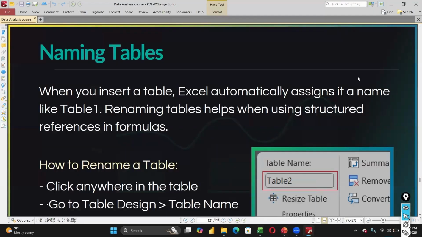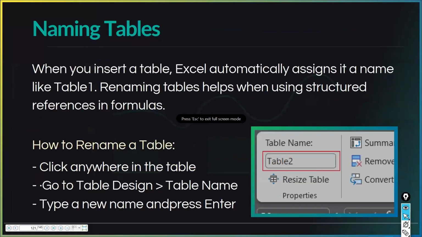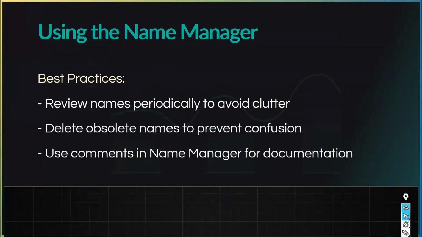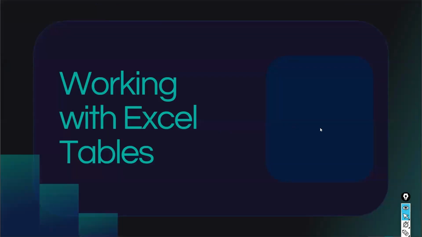Lastly, what we're going to touch is using the Name Manager. Name Manager is your control panel for all named items. How do you access it? Go to Formulas, Name Manager. You can view all named cells, ranges, tables, edit and delete names, and filter by scope. This is what you use to manage all the names that you have. Best practice: review names periodically to avoid clutter. Delete obsolete names, that means names that are no longer in use, or update outdated names to prevent confusion. Use comments in Name Manager for documentation.